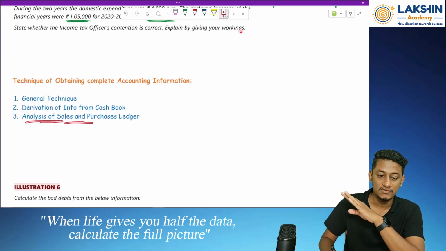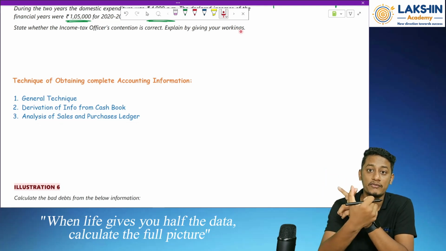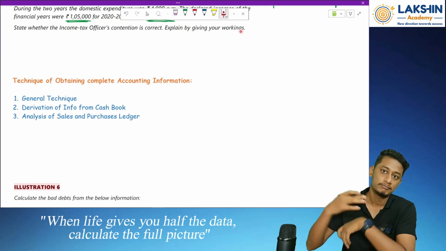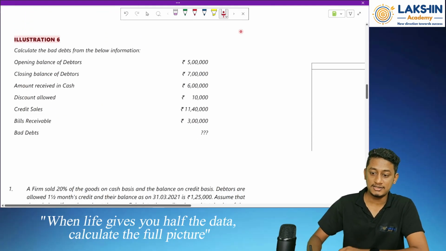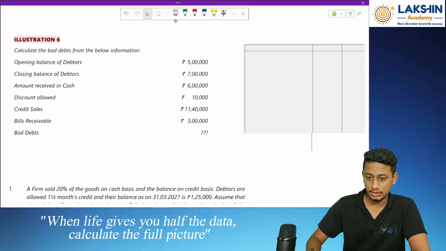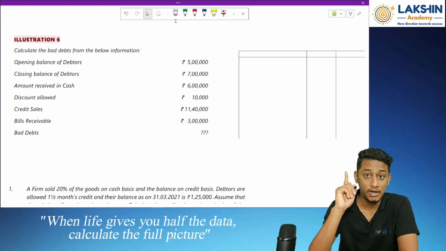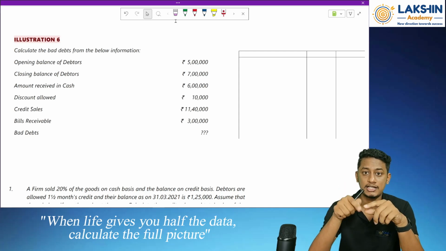Using the logic over there I will teach you. Then, analysis of sales and purchase ledger. Using the sales and purchase ledger you can find out your value of cash sales or credit sales, for the purpose of finding the debtors or creditors value. How to use this, I will teach you. Let's see the question. But before that, let's discuss how to find what. Just like we found net profit in the first question by figuring out a capital account, similarly now we will prepare the debtors account and find out the bad debt.